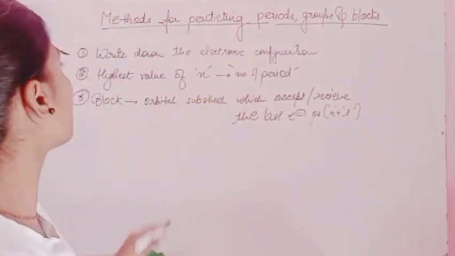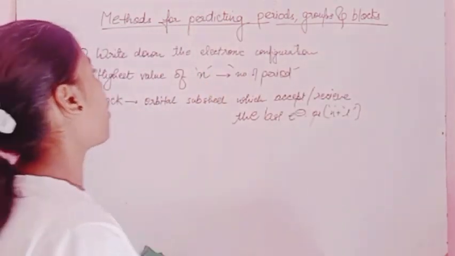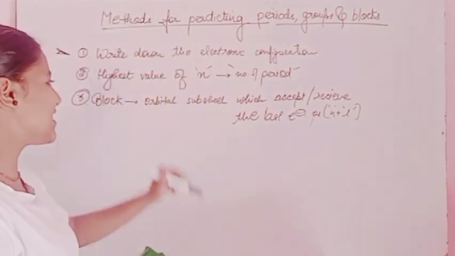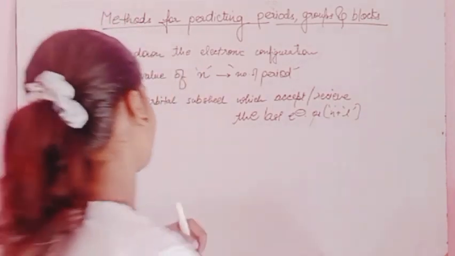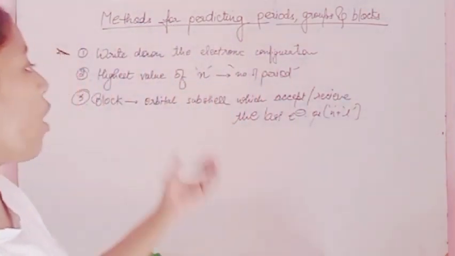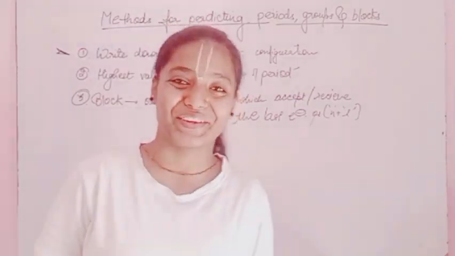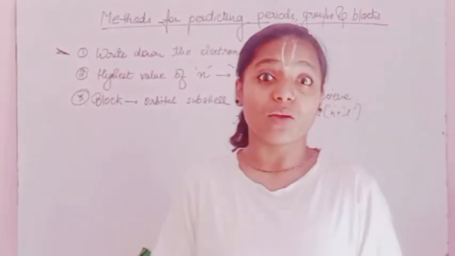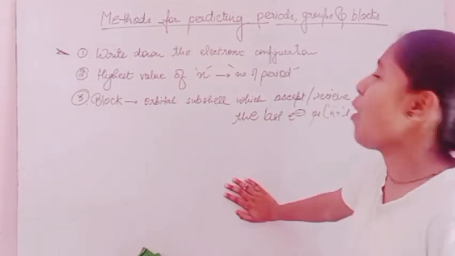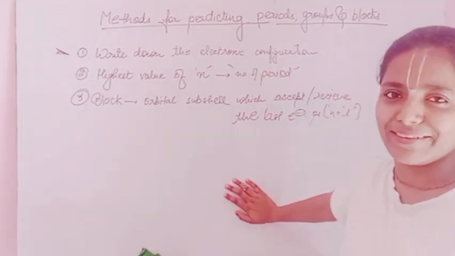So what I just said, remember these 3 points: writing the electronic configuration, then knowing the highest value of n, which is going to give you the number of the period, and for the block we are required to know the orbital subshell which accepts or receives the last electron. How to apply all these points in questions for finding the period, block and element, we will discuss when we have the questions.